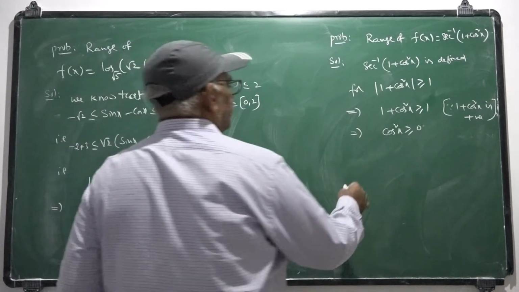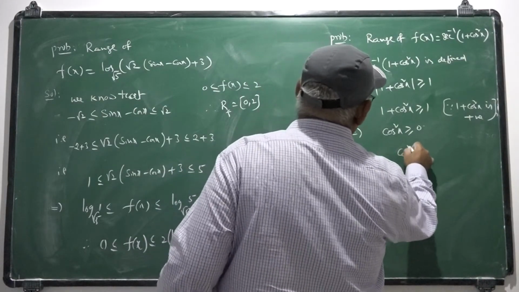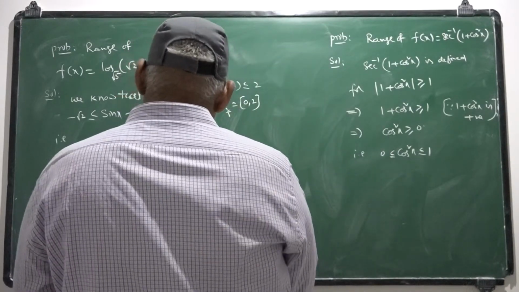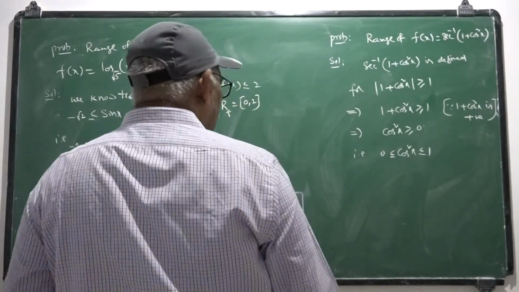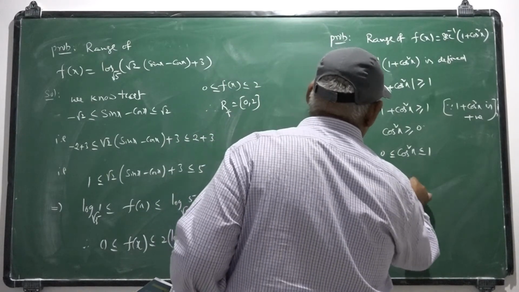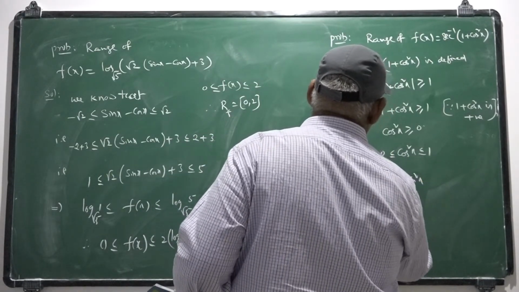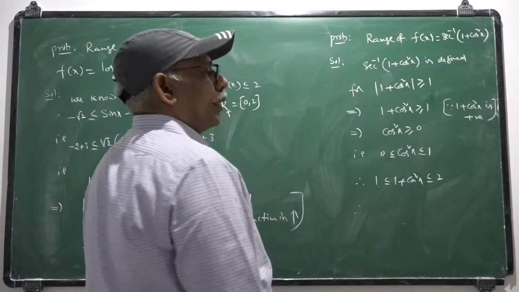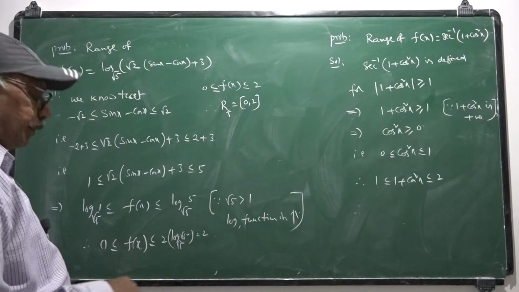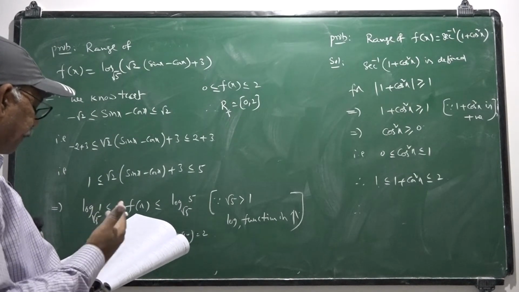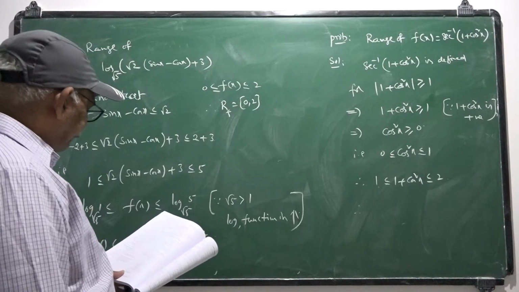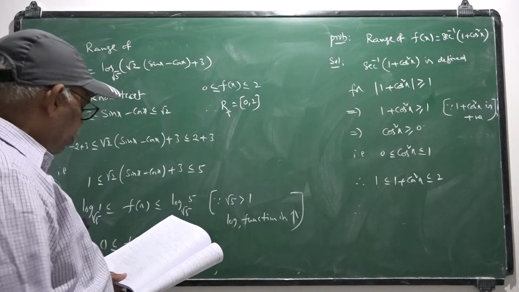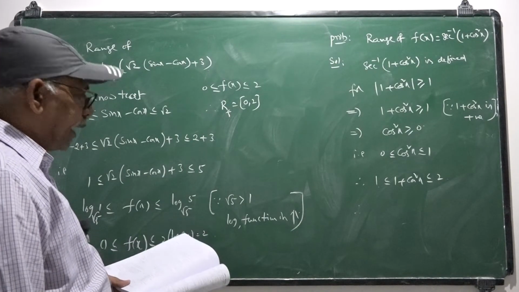That is, cos square x lies between 0 and 1. Therefore, 1 plus cos square x lies between 1 and 2. Therefore, since the secant inverse function is increasing, it lies between secant inverse 1 and secant inverse 2.